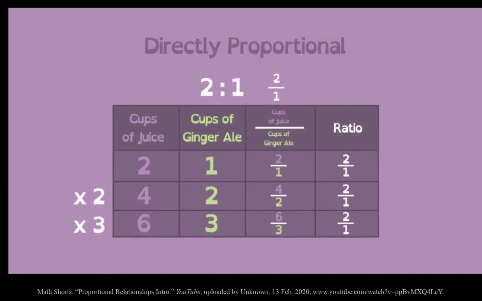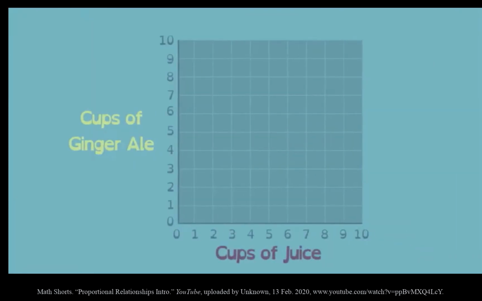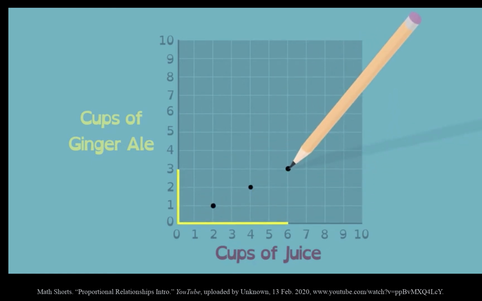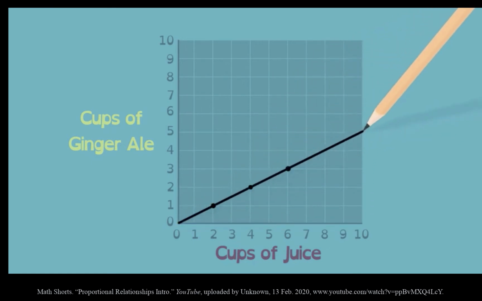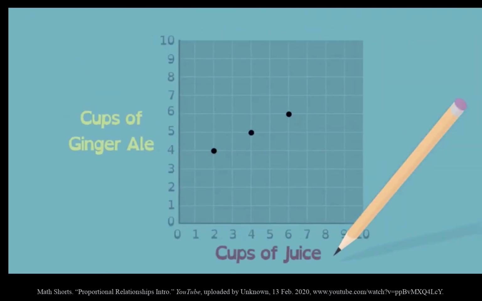Another way to see proportions is with a graph. We can plot 2 cups of juice and 1 cup of ginger ale like this. We can show how Carl doubles and triples the original recipe like this. A straight line through the data points shows a direct proportional relationship as long as the line goes through the origin. But what happens when the line doesn't begin at the origin?